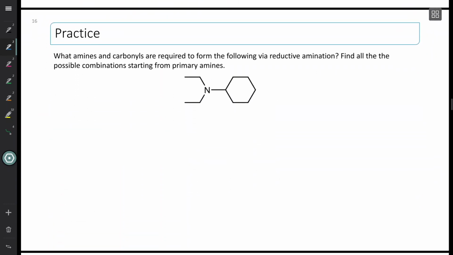I'm gonna let you guys do the rest, but I'll have these in the slides later. Same thing with this one. This is sort of a retro. What amines and carbonyls are required to form the following structures, right, via reductive amination? And so there's different ways you could chop this up in a sense, right? You can chop this up here, or you can chop this up here. And as you chop, right, keep going down till you get to a primary amine. I'll post this one in the slides as well.